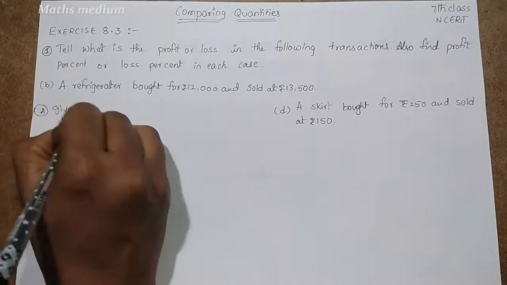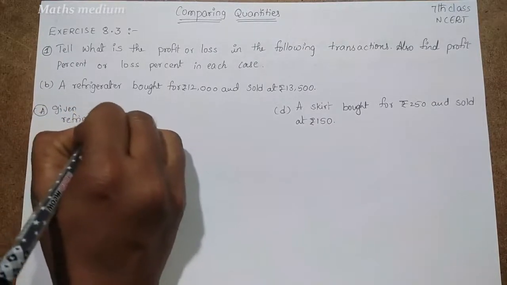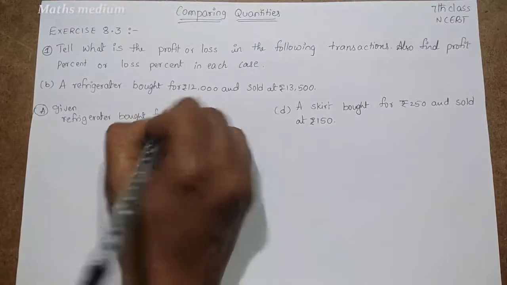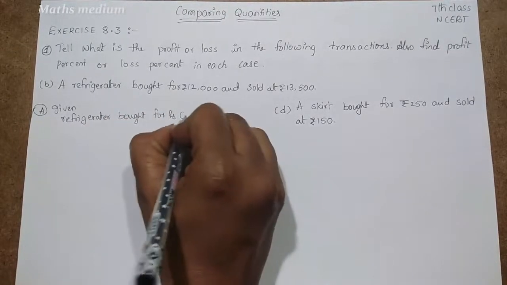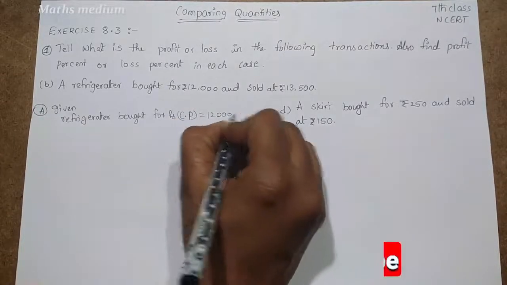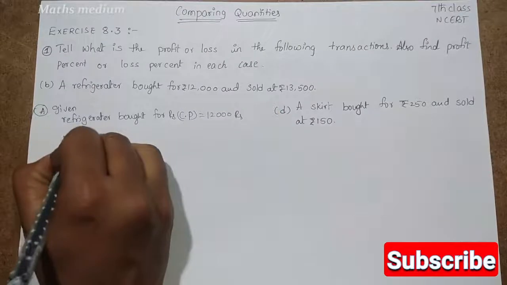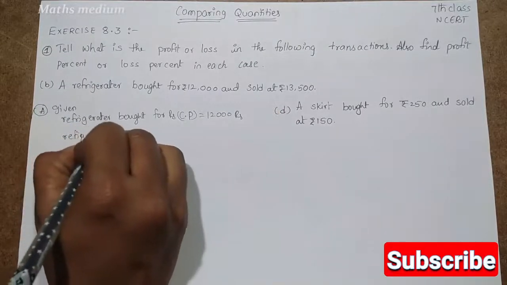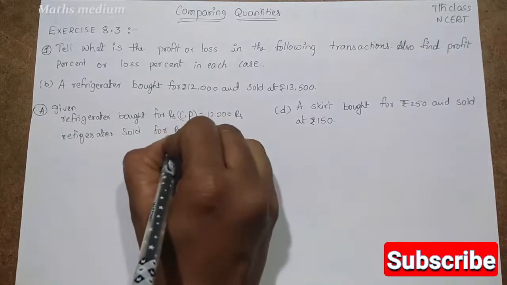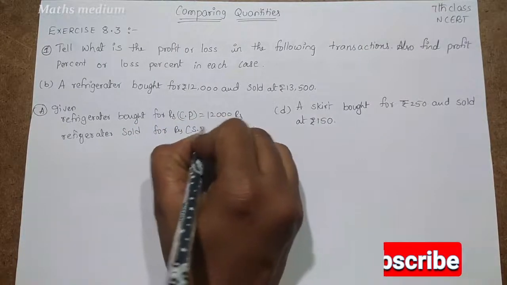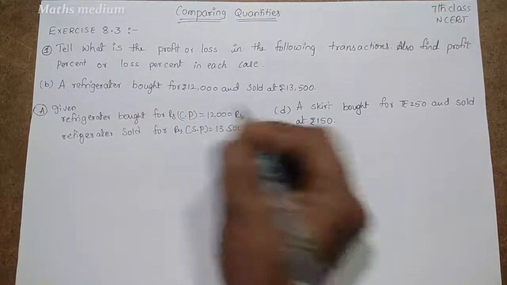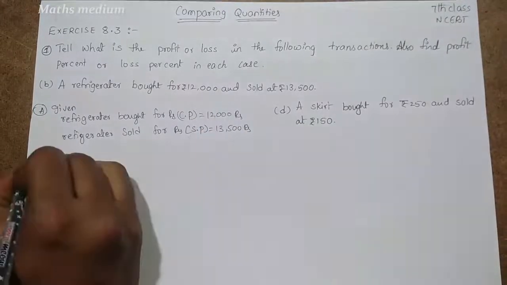Given, refrigerator bought for 12,000 rupees, that is CP, because it is cost price. Refrigerator sold for 13,500 rupees, that is selling price SP. Here we have 3 rules.